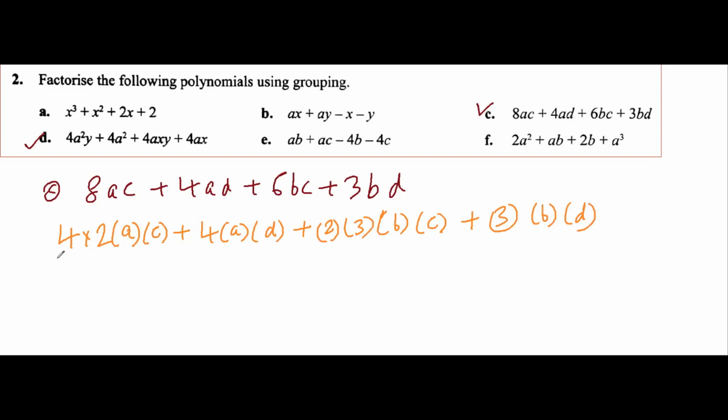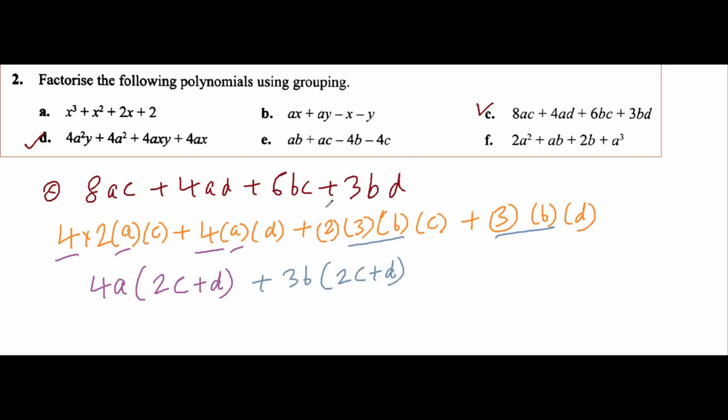Okay, now here this 4 and 4 is common, this A and A is common. So I can take 4A as common here. I will get 2C plus D. Similarly, here I can take 3B as common. So I will write 3B, within bracket I will get 2C plus D. Now over here I can take 2C plus D as common. So I will get (2C plus D) into (4A plus 3B). So this is the factor of this polynomial. Understood?